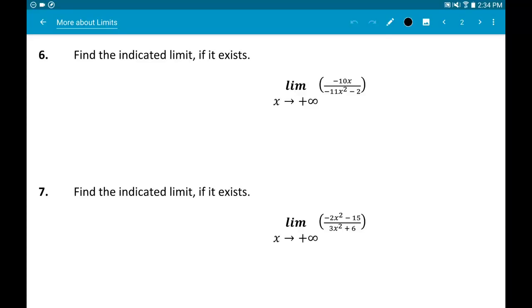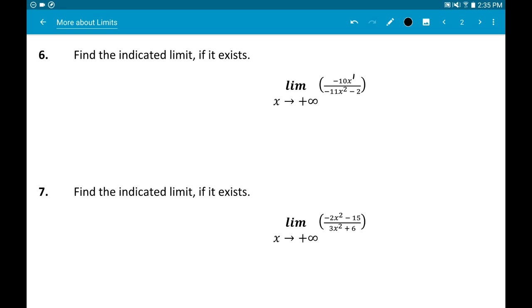Okay, so now that we've seen the 3 cases of limits at infinity, let's look at some examples. So here in number 6, it's definitely a limit at infinity. X is going to positive infinity here. And if you look, you have negative 10x over negative 11x squared minus 2. So on top there, the exponent on x, it's understood to be a 1. We typically don't write exponents of 1, but that's an exponent of 1 on the top.